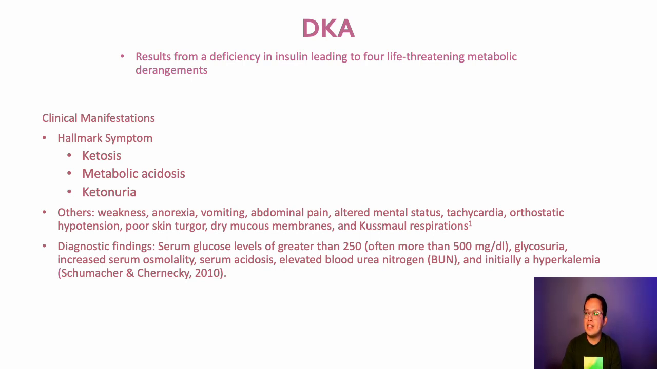Now, diagnostic findings for patients with DKA is serum glucose levels greater than 250, often more than 500 milligrams per dL. Glycosuria, increased serum osmolality, serum acidosis, elevated blood urea nitrogen, and initially a hyperkalemia. So, mo to is shifting ang pasyente. We call it shifting. I don't know kung unsa tawagan na sa Pilipinas, shifting. Regular insulin, i-order nila ang pila ka units, and then D50.